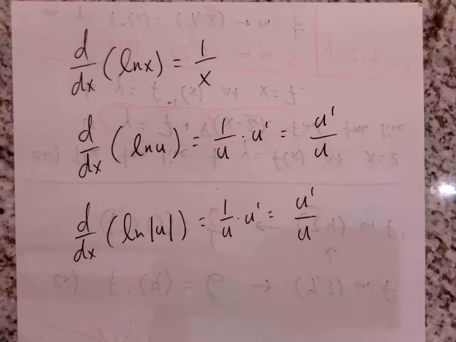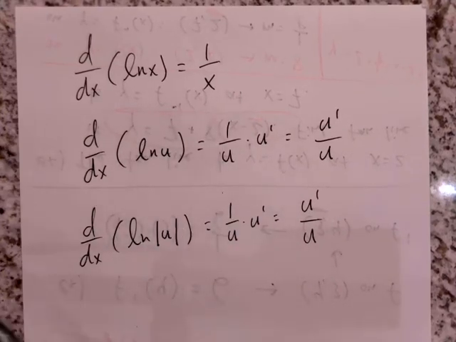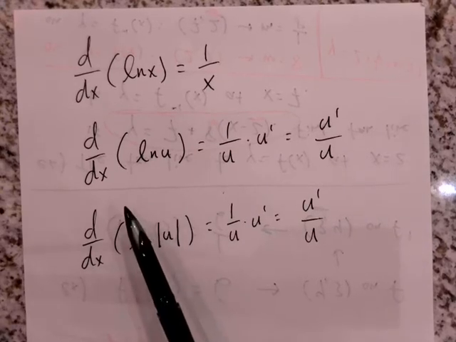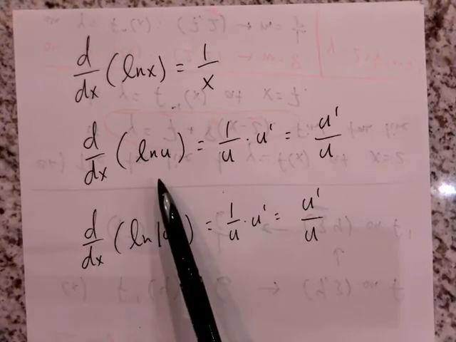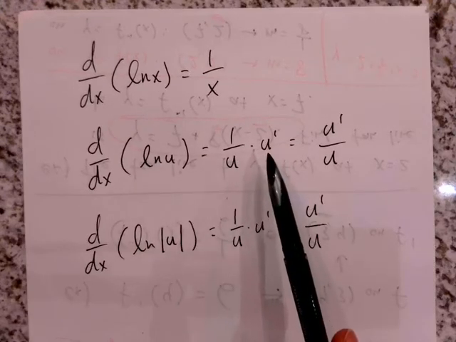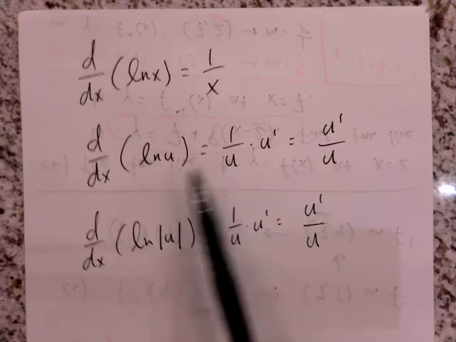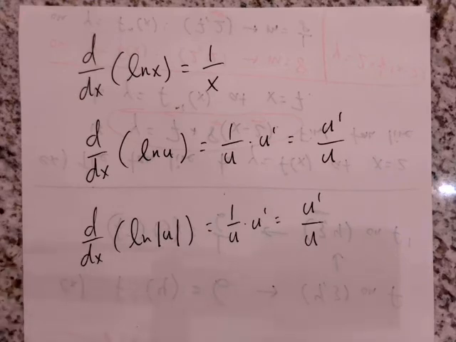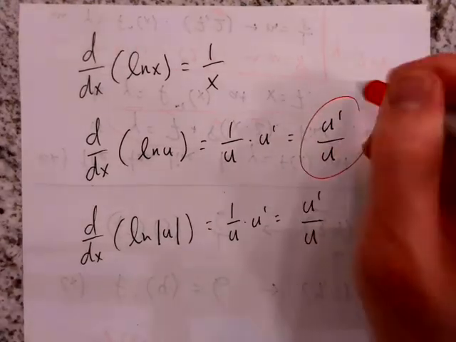So the derivative of natural log is 1 over x. The derivative with respect to x of log u, where u is a function of x, is 1 over u times u prime. That's the chain rule. You have to multiply by the derivative of the inside function. And the way that's usually expressed is just u prime over u.